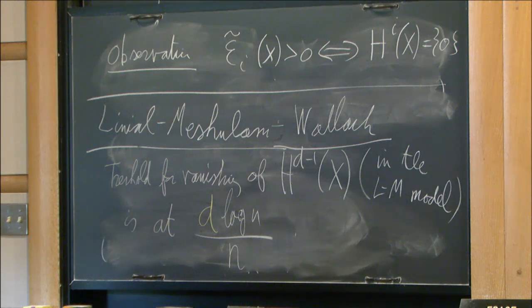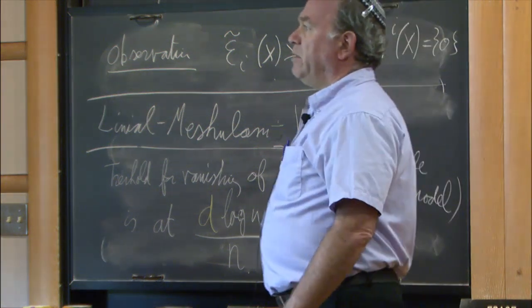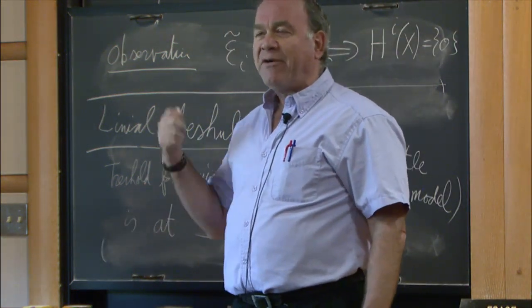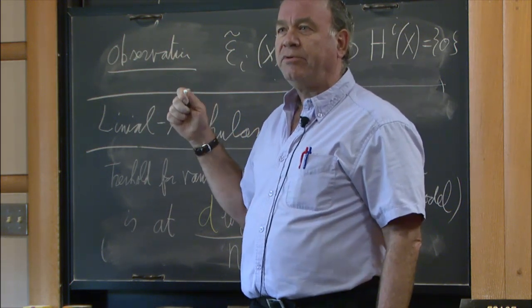Now, the interesting question they raised: if it's not vanishing, how big is the cohomology? Yeah, I think they know. I don't remember. But it's the kind of result that after you say it, it's not so difficult to prove.